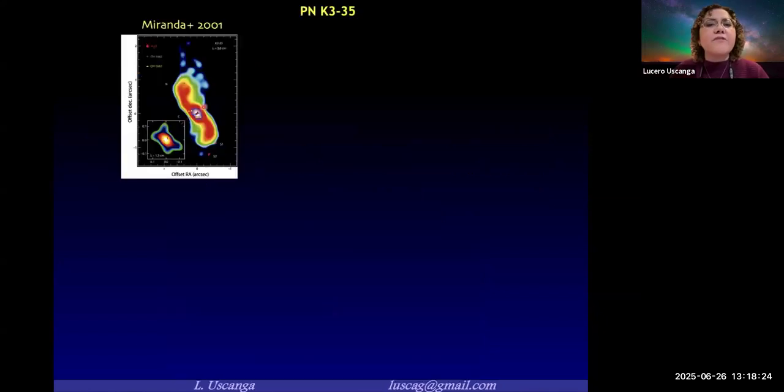This was the first planetary nebula where water masers were detected more than 20 years ago. And they are located towards the center of the radio continuum emission that presents this S shape at 3.6 centimeters. The water masers are also located at the edge of this structure. And towards the center, there are also present OH masers.